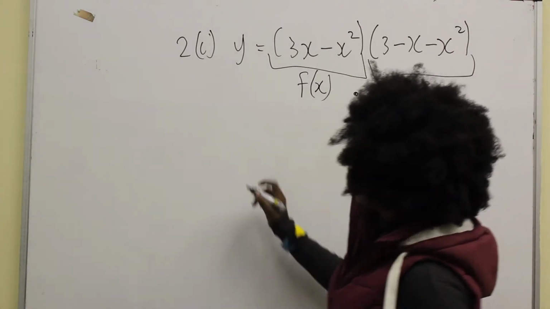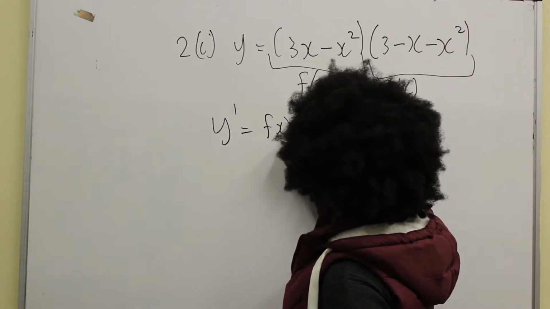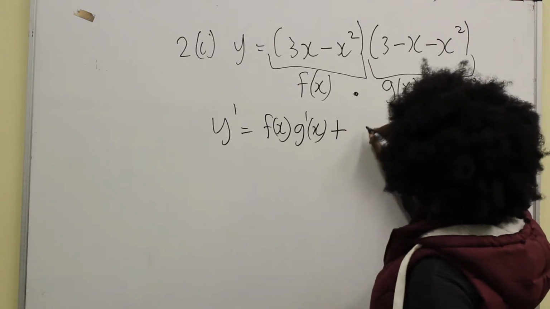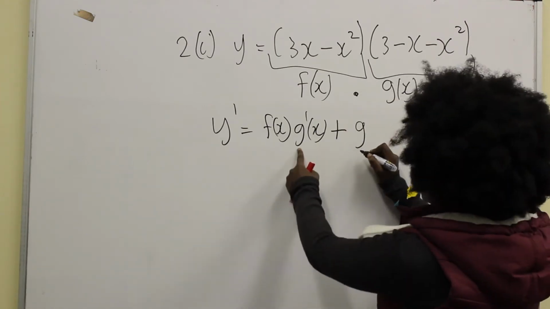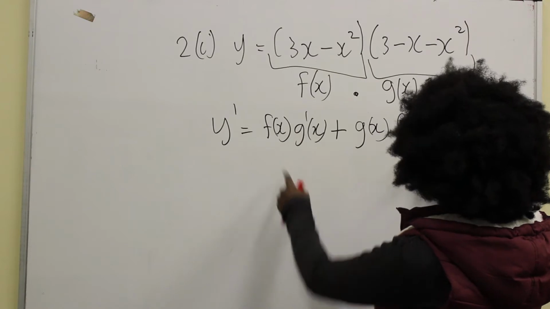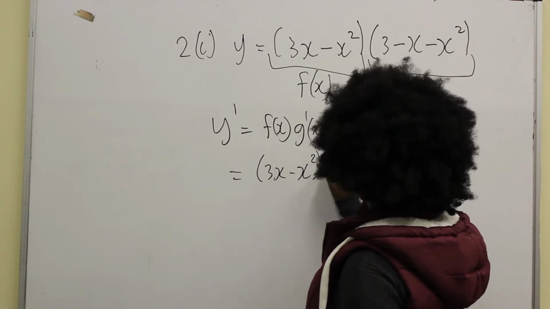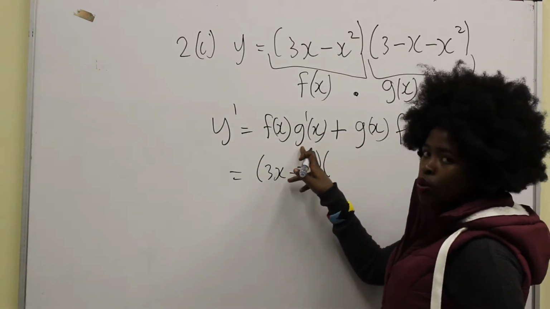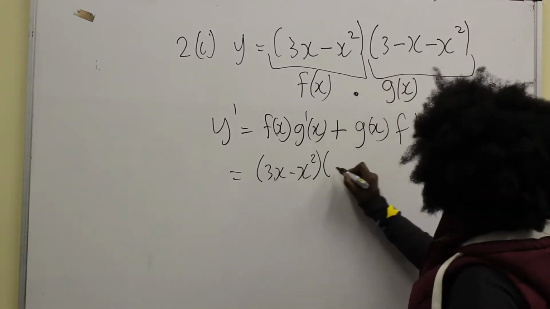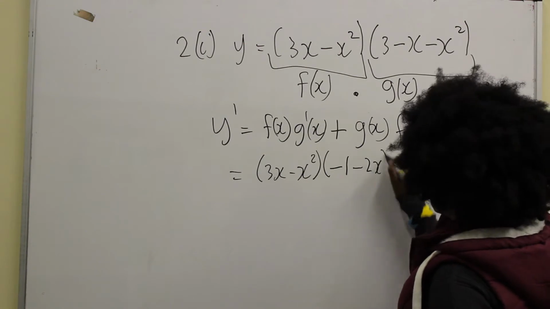The product rule says that to get my derivative, I keep my first function and differentiate the second one, then add. Then I keep the one I differentiated, g of x, and differentiate f of x. In ours, f of x is 3x minus x squared, and g of x is 3 minus x minus x squared. The derivative of 3 is 0, the derivative of minus x is minus 1, and the derivative of minus x squared is minus 2x.